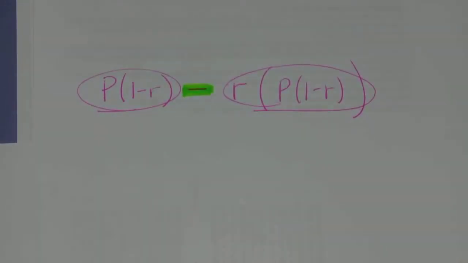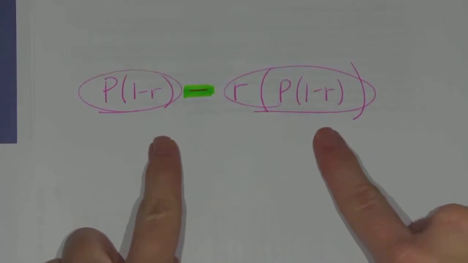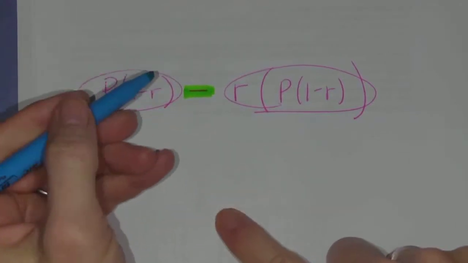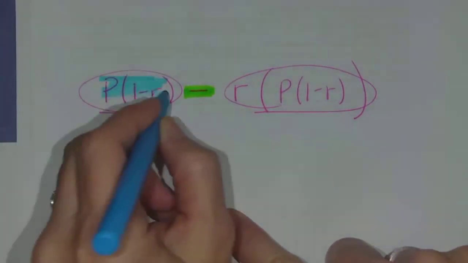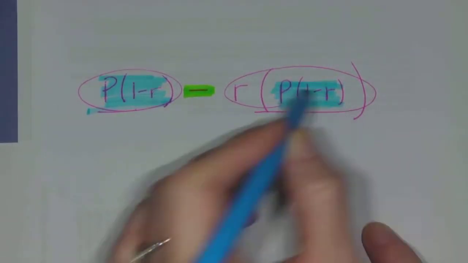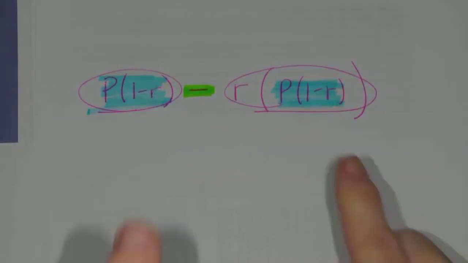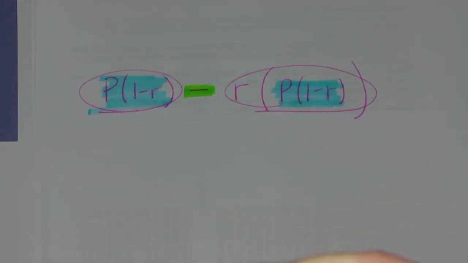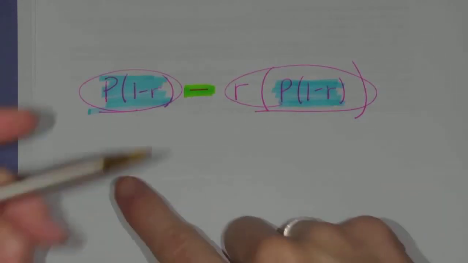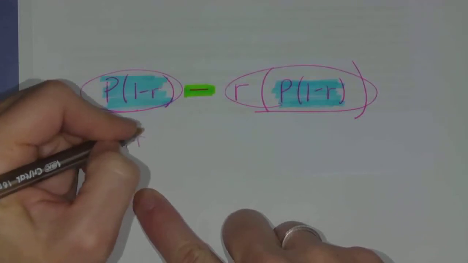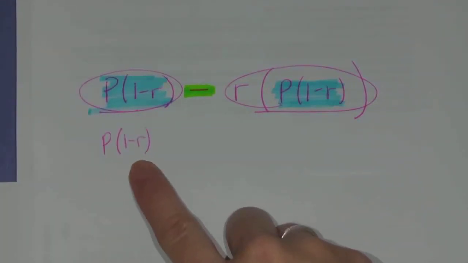Now we need to see if it's a candidate for factoring by grouping. Do they have any similarities? Well, they sure do. The P times the 1 minus R here matches the P times the 1 minus R here. And so the common factor is P times 1 minus R. So I'm going to go ahead and pull that out to the front. So it's going to be P quantity 1 minus R. That'll be in the front.